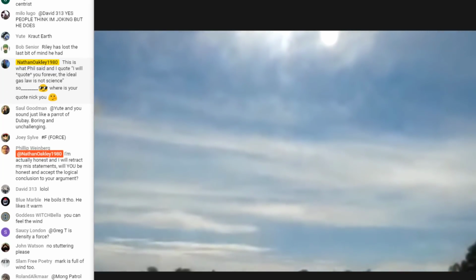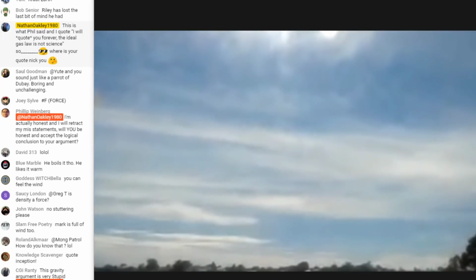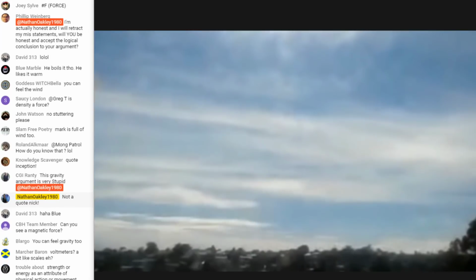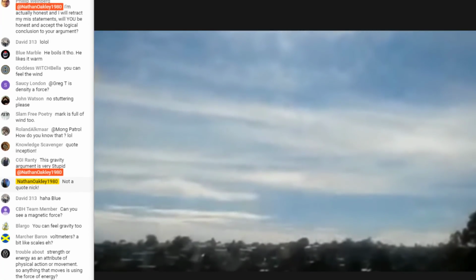So it's a poor argument to say that you can feel the wind, and I say you can also feel gravity. It's a poor argument. One does not. Where do you draw the line? Because you can't.